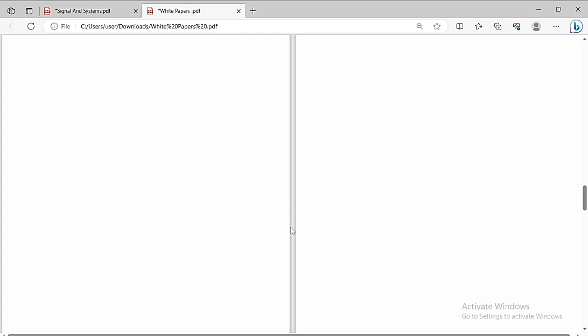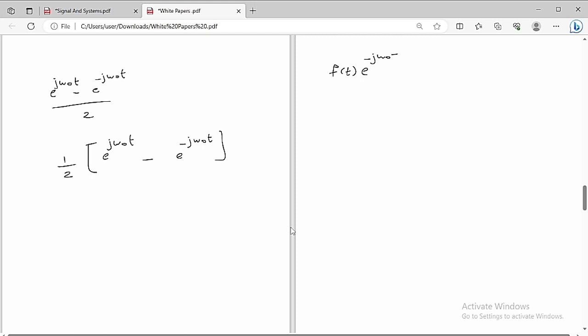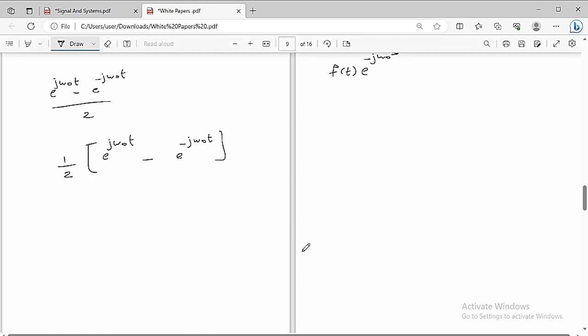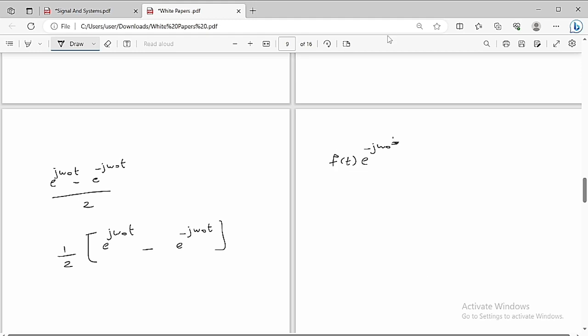So cos omega naught t means e to the power of j omega naught t plus e to the power of minus j omega naught t, by 2. So 1 by 2 I will take outside. I have already told you, f of t into e to the power of minus j omega naught t has the Fourier transform F of omega plus omega naught. Suppose f of t into e to the power of plus j omega naught t has the Fourier transform F of omega minus omega naught. Here plus means minus, minus means plus.